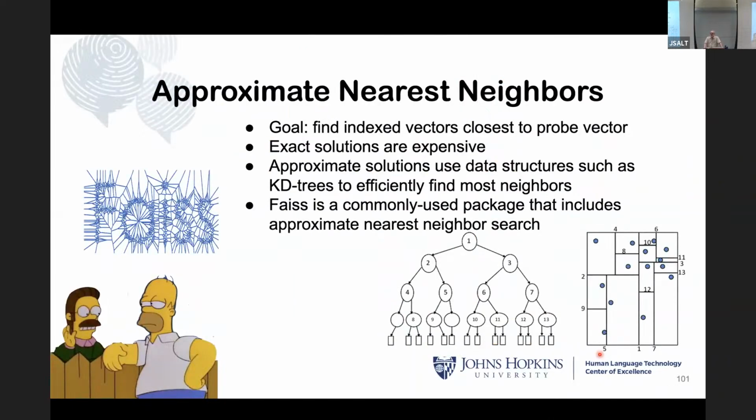Approximate nearest neighbors is the most commonly used one. The goal is you have a whole bunch of vectors and you have some probe vector, and you want to find all the vectors that you've indexed that are close to it.